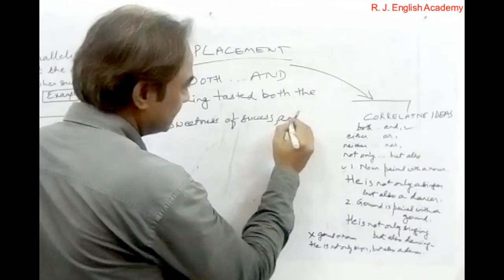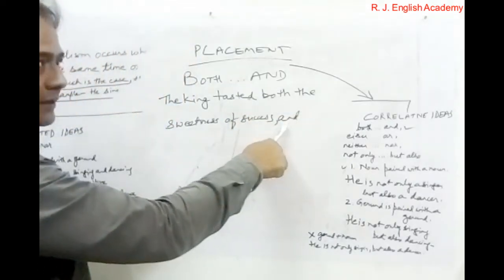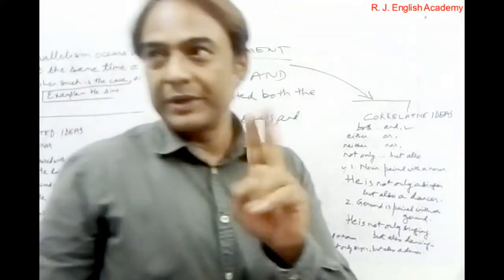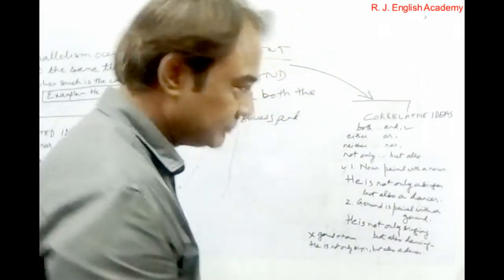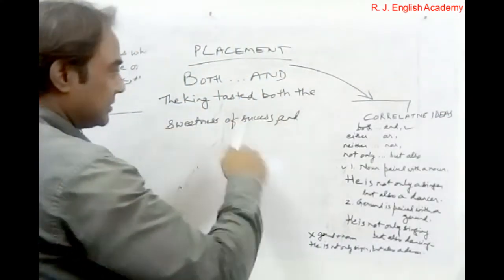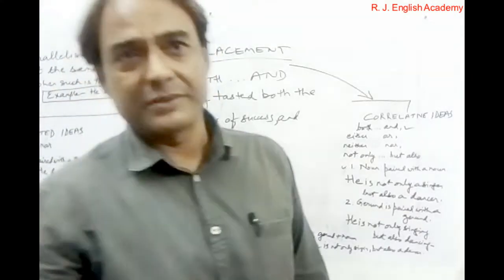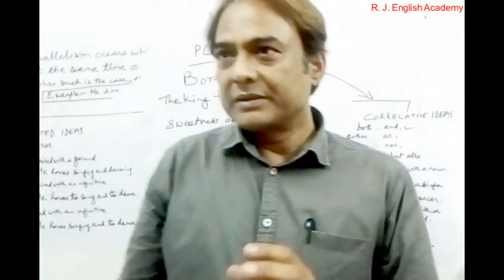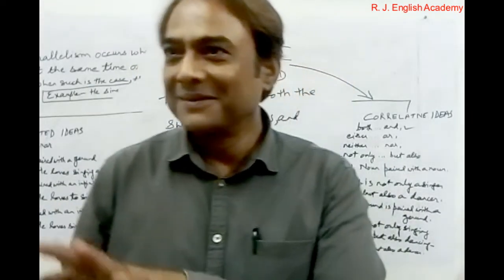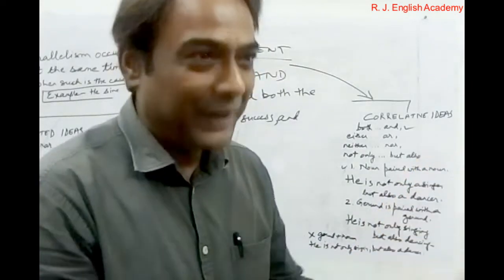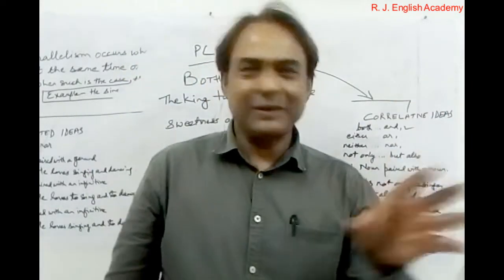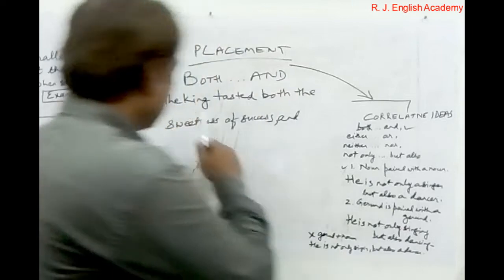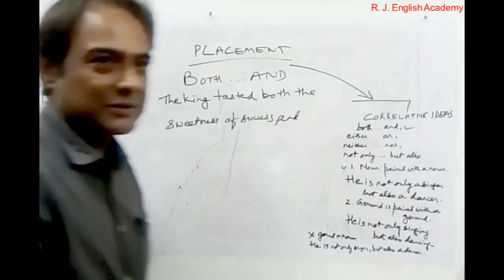and. Now we have used both. Now we are using and. We are correlating two ideas, two independent clauses. The king tasted both this, not necessarily two independent clauses. It may be one independent clause and one dependent clause also. But hence we call it ideas. Not to remain vague and abstract, we just name it as ideas, correlative ideas.